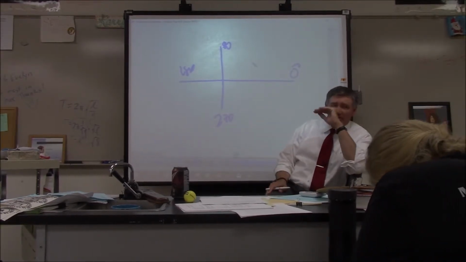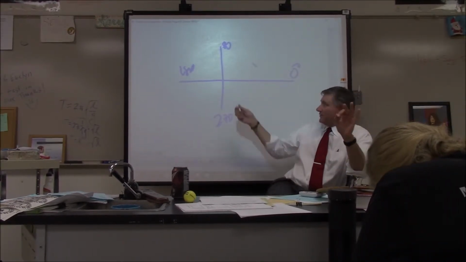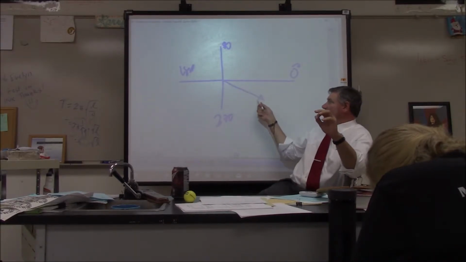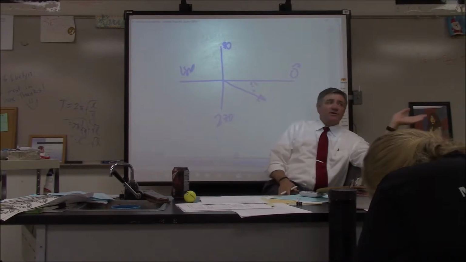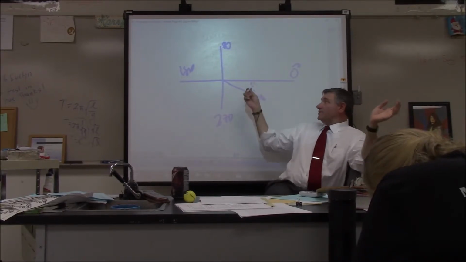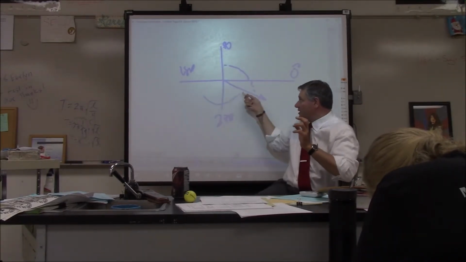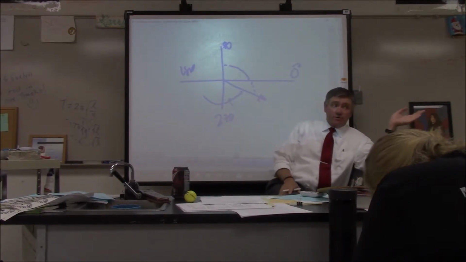Now, angles are never negative. So if you want a vector over here like this, don't measure this angle and say, oh, that's negative 40, okay? You've got to measure all the way around from here, and you would say, oh, that's 320 degrees.